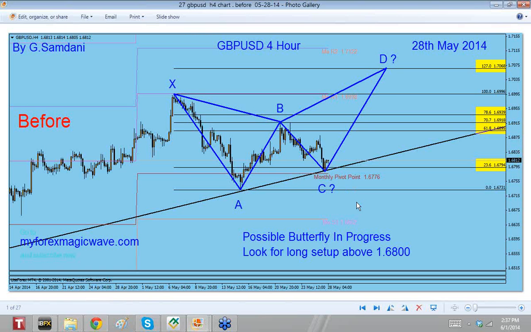Okay, I got an email saying that he lost, but I don't understand why, because I'm going to explain how you could save here. And it is written here. You see this possible butterfly in progress. Look for long setup above 168. At this point, we were at 68.12.